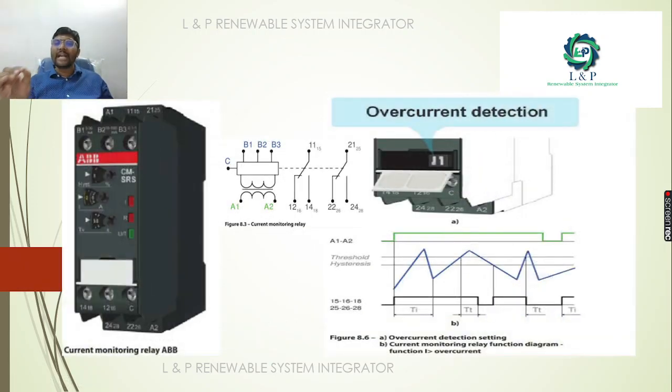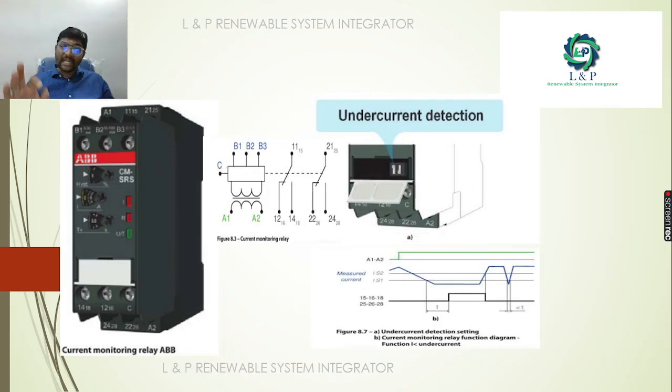Next, overcurrent detection. This is an example of a current monitoring relay in ABB. If you plan to set overcurrent detection, this is the overcurrent setting. This is how you need to set it inside the relay. You can open this and set the settings here, so that if any excess current happens, it will trip.